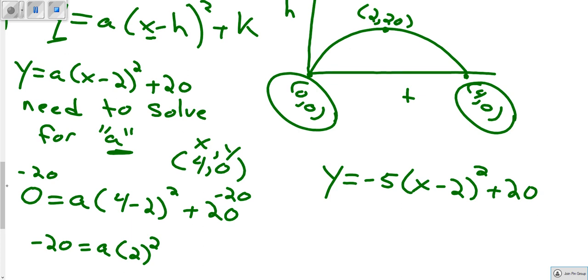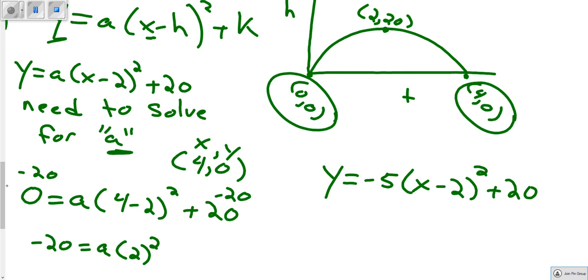Questions, concerns, or thoughts about that one? Wait, that's it? We're solving for what? Solving for A. You could now, if you wanted to find the height of the ball at any time, Sam, put any time between 0 and 4 seconds in, and it'll give you the height of where the ball is.